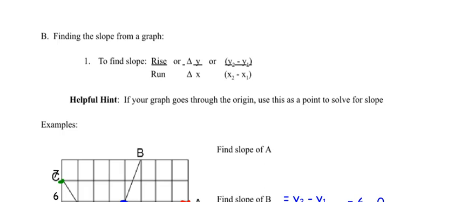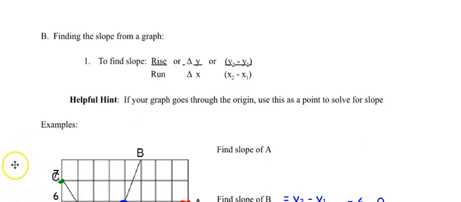Something else that's really important in science is to determine a slope. Okay, slope will help us immensely. So I'm hoping this is review from your math class. And to find slope, it's rise over run, or change in y over change in x, or y2 minus y1 over x2 minus x1. So your helpful hint is if your graph goes to the origin, use this as a point to solve for slope. So for example, find the slope of a.